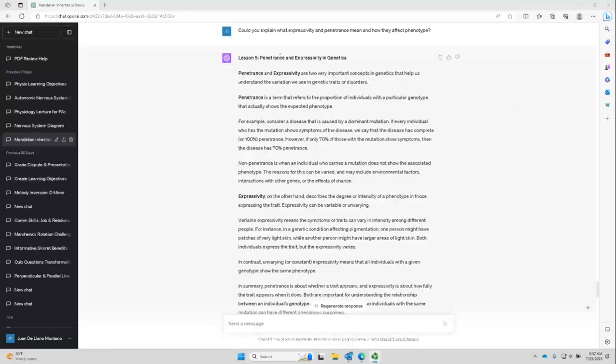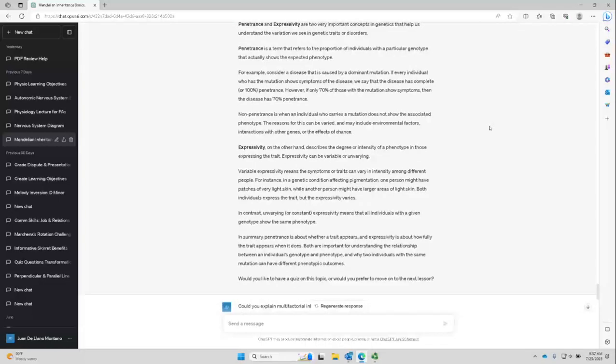depending on what we call the penetrance of the disease, and why some people with the same disease or same mutation have milder or more severe symptoms. The severity of the disease may be different, and that is the expressivity. You have it here. These are things that are important to remember. It gives you one example: if only 70% of those that have the mutation manifest the disease, we say that the disease has 70% penetrance.